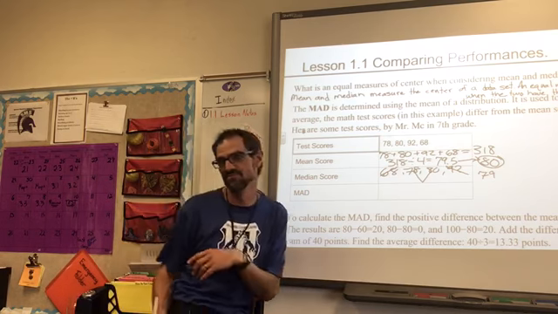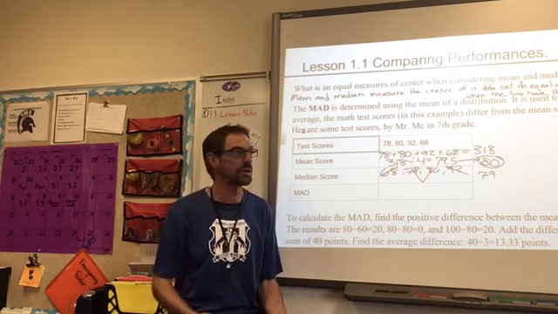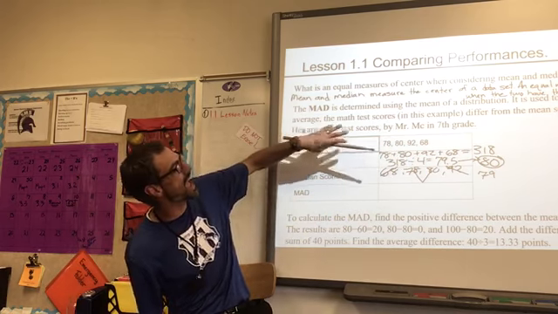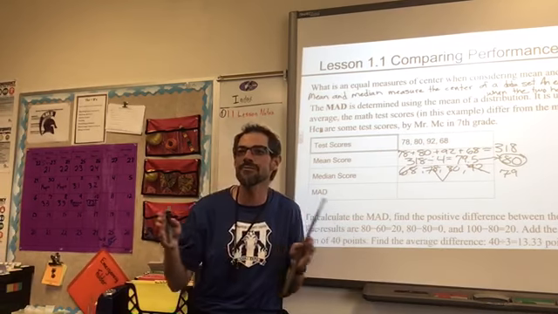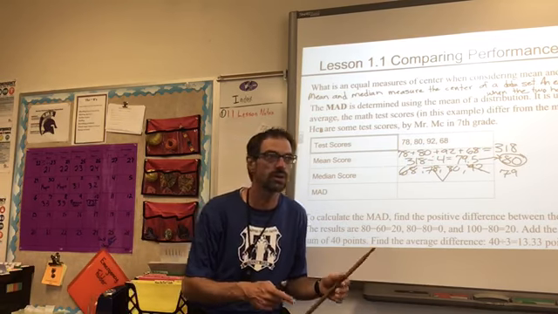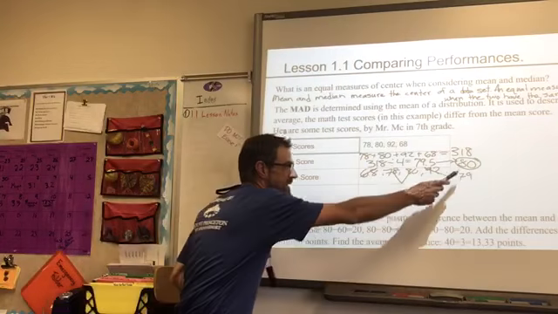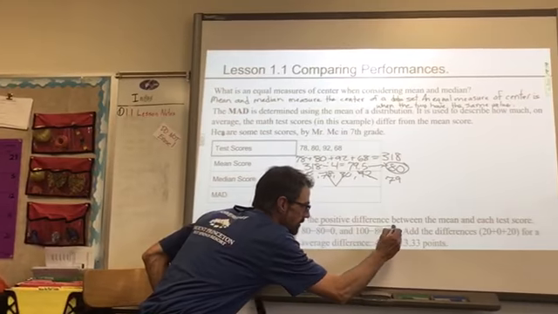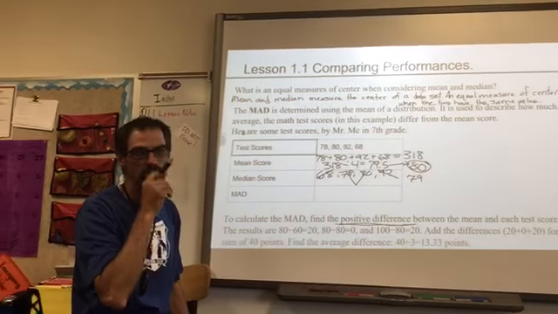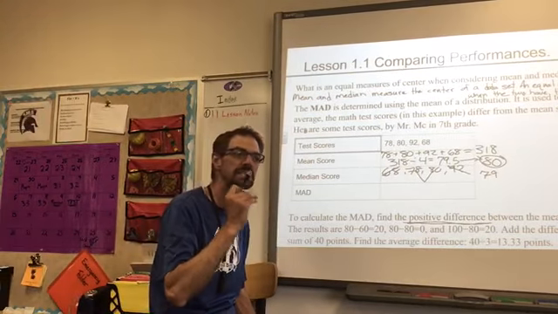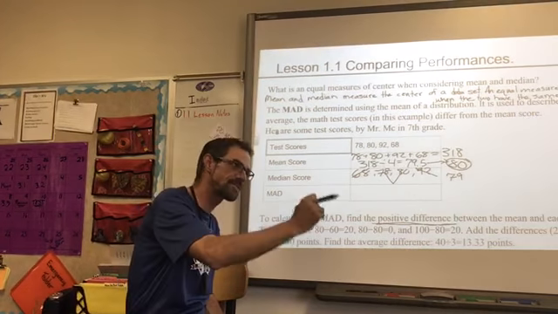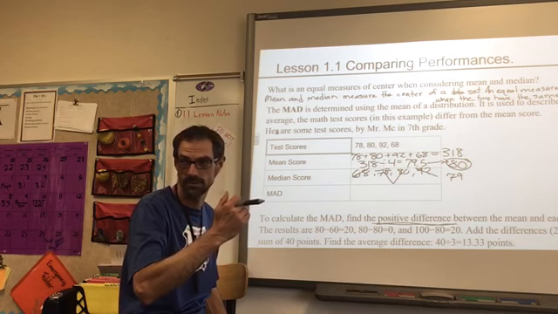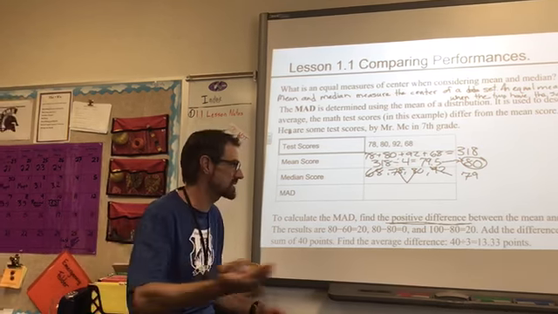Okay, the MAD is a little bit different. Again, the MAD is basically the average, and how far off the average I score. So this is what I would do. I'd use my mean, and I'm going to find, and I want you to underline this, the positive difference. When you find a positive difference, the biggest number must always go first. Otherwise, you'll end up with a negative number. Exactly. It has to be positive.